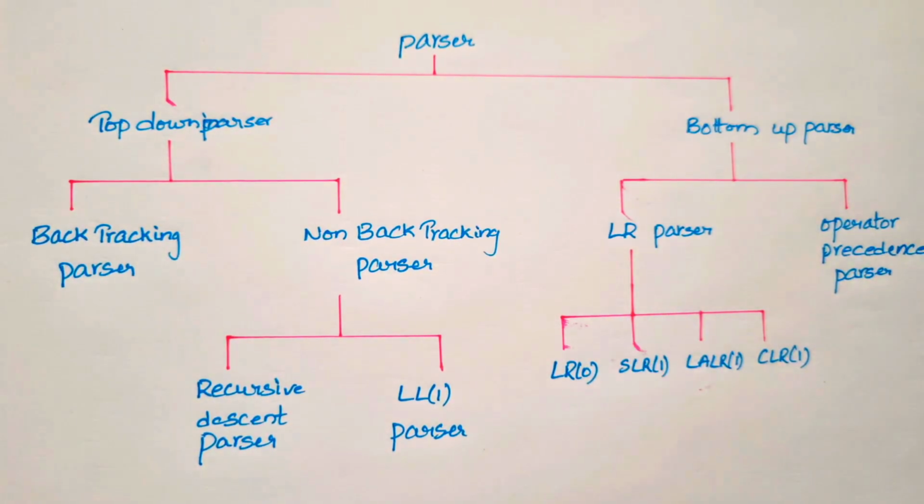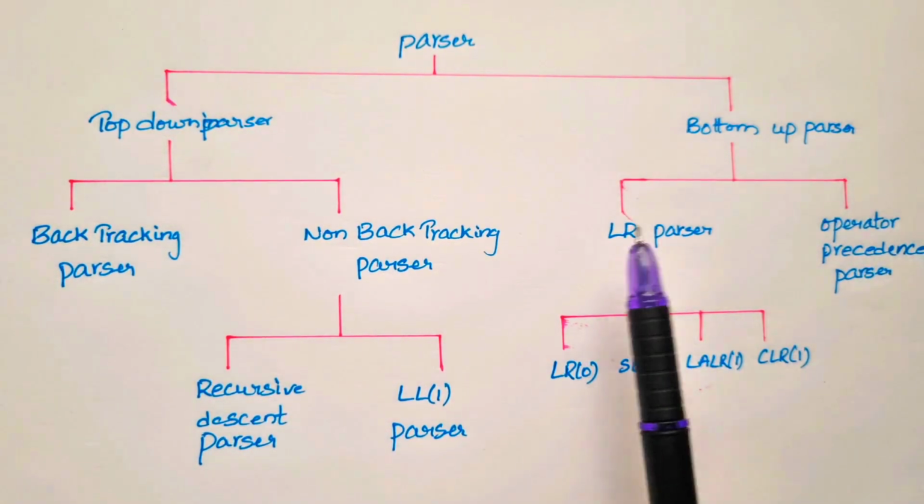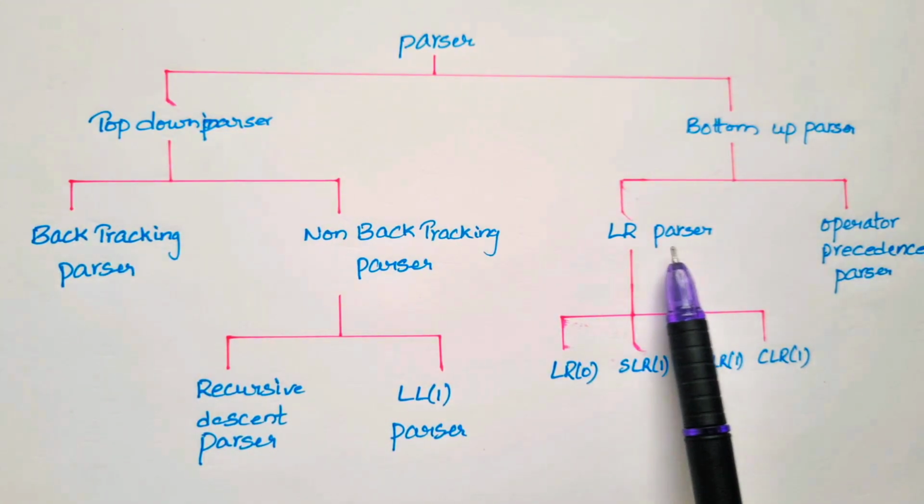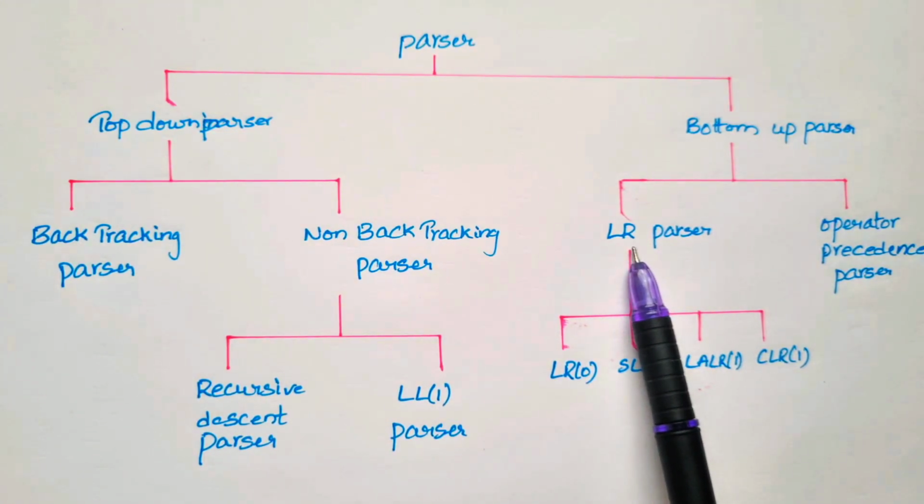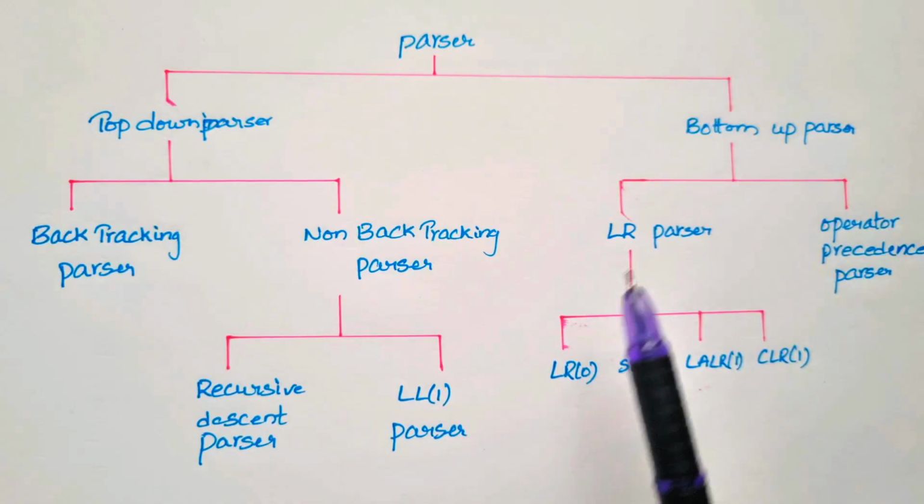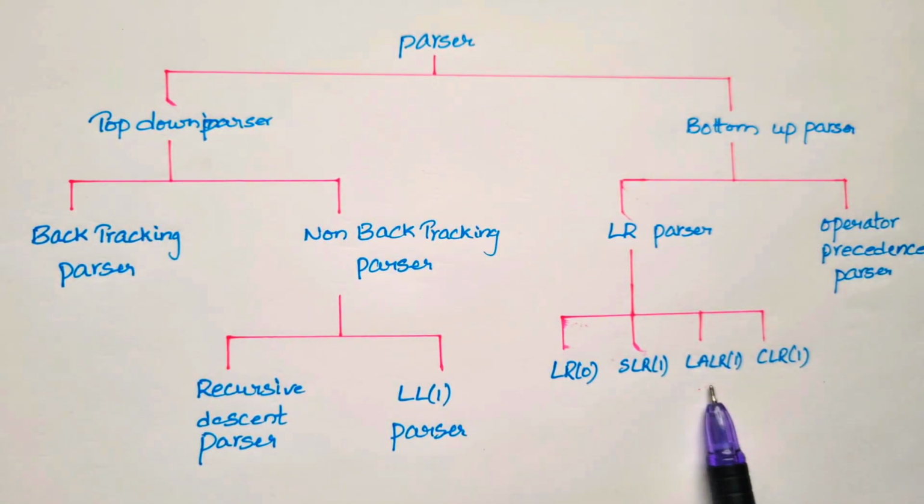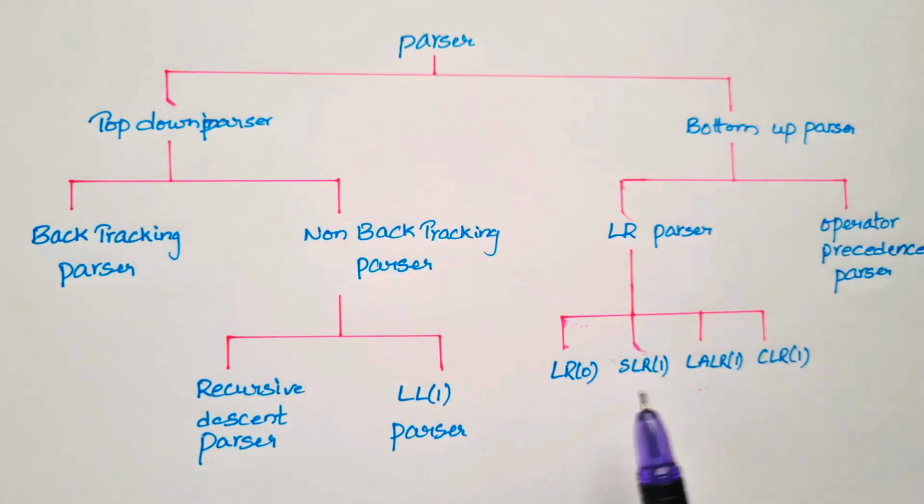Coming to LR parsers, they are the most powerful and widely used bottom-up parsers. They scan the input from left to right and produce rightmost derivation in reverse order. Means L is left to right scanning, R is rightmost derivation in reverse order. There are mainly 4 types: LR0, SLR1, LALR1, CLR1.